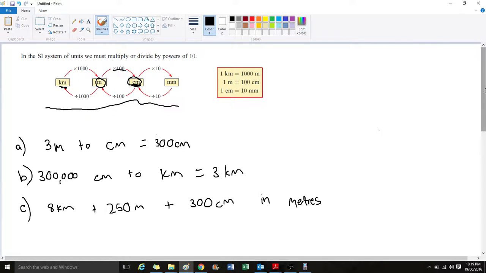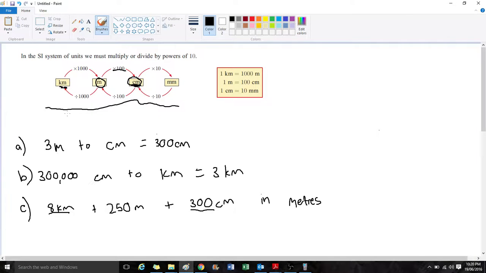Now lastly, we have a sum of distances here. We've got 8 kilometers plus 250 meters plus 300 centimeters, and we want to express that in meters. So the very first thing to do is to convert all of these into meters. We need to convert 8 kilometers into meters and 300 centimeters into meters. This one's already converted. We already have 250 meters.